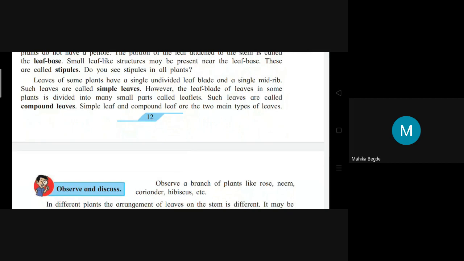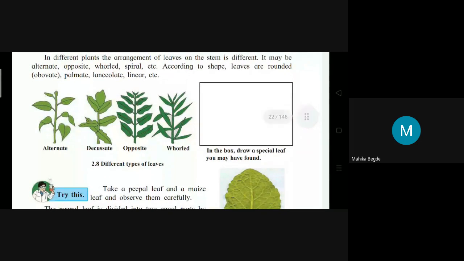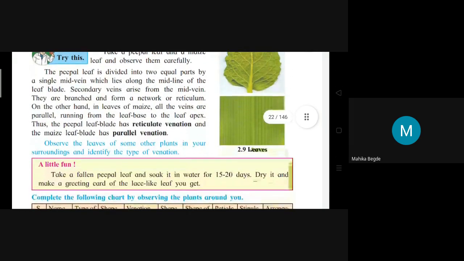Now, simple and compound leaves. What are simple leaves? Leaves of some plants have a single undivided leaf blade, a single midrib. Such leaves are called simple leaves. The leaf blade of leaves in some plants is divided into many small parts called leaflets, and such leaves are called compound leaves. Different types of leaves I have shown, like alternate, decussate, opposite, and whorled.